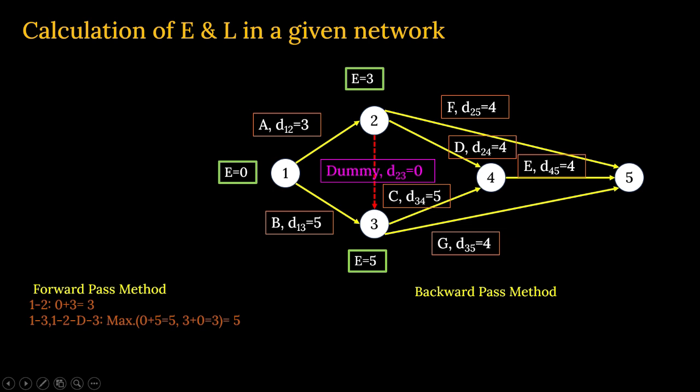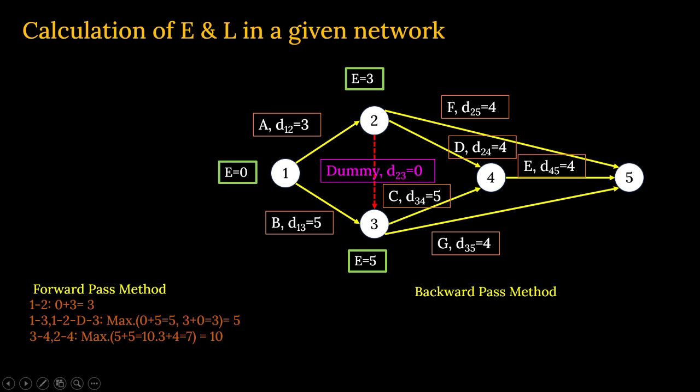Now take node number 4. How many arrows are coming in here? One arrow is coming from 2 to 4, another arrow is coming from 3 to 4. For 2 to 4 the earliest start time is 3 and duration is 4. For 3 to 4 the earliest start time is 5 and duration is 5. These are the two paths coming to node number 4.